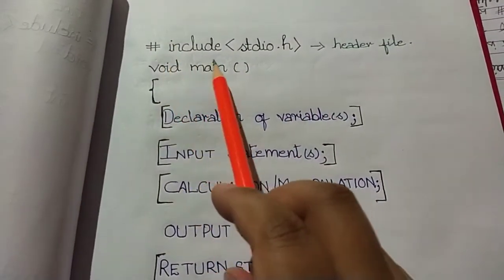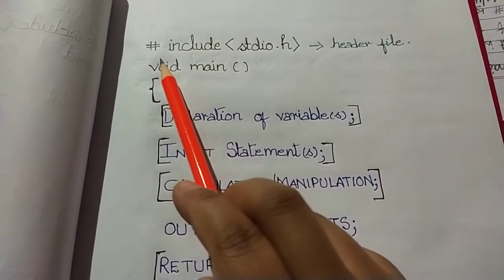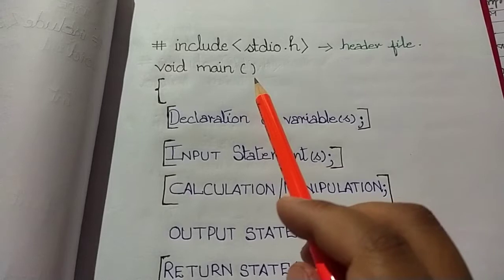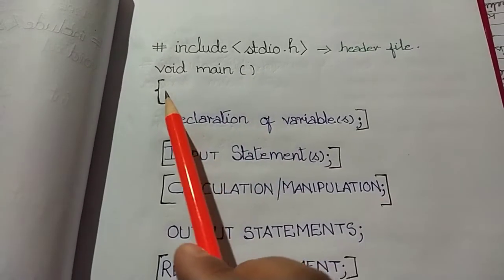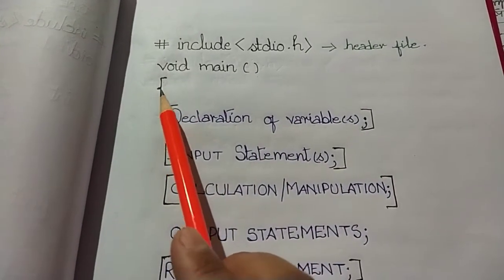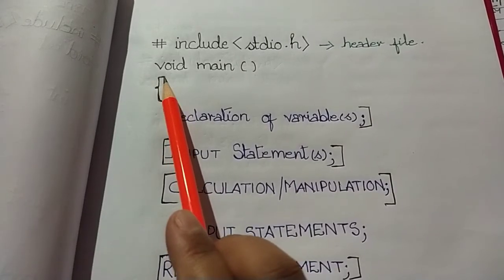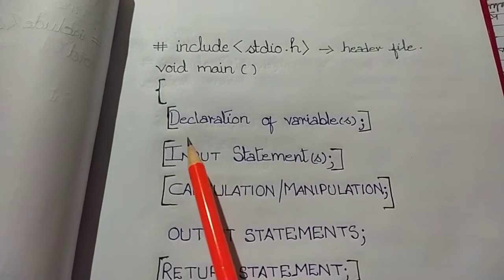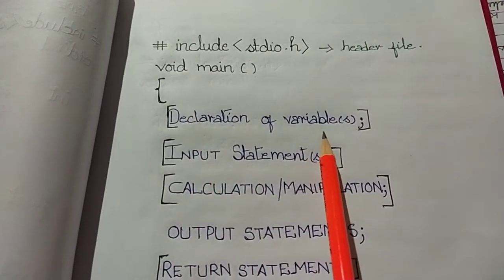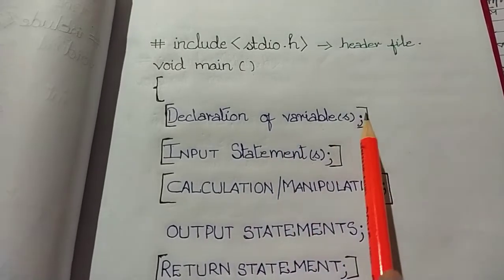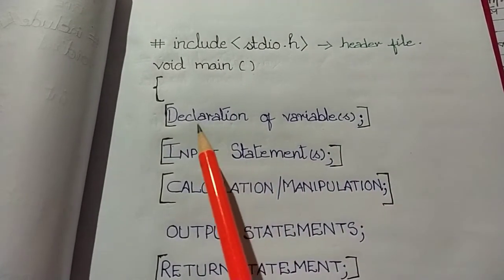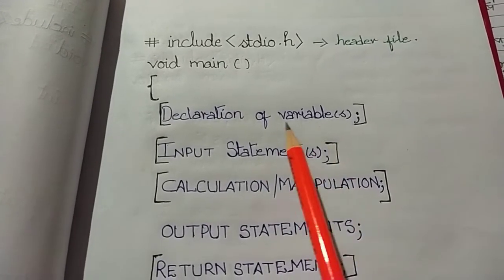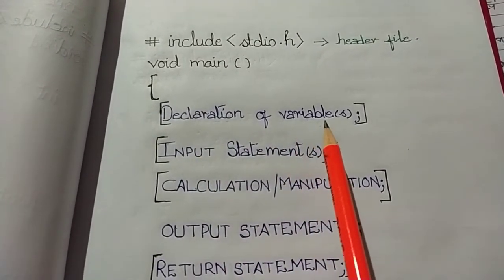First and foremost, over here I have the header file, that is #include stdio.h. Then after that I have the main function, and inside the main function, to indicate the starting of the main, I use the open curly brace, and after that I mention declaration of variables, and you will see here I mention it inside the square bracket. So it is optional. It depends on your program whether you need to declare variables or not.